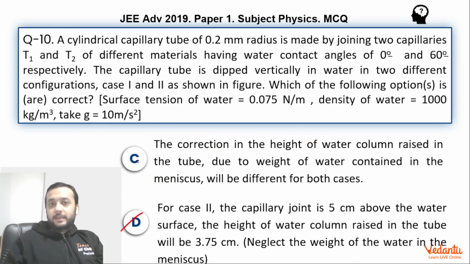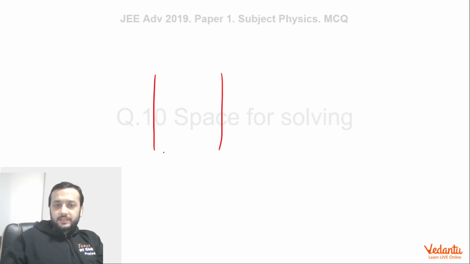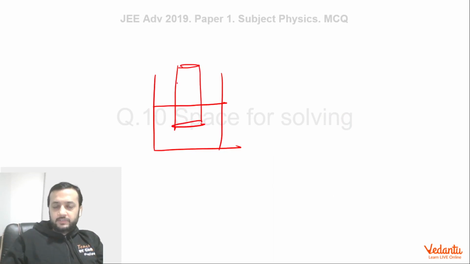Now my friends, this is the ambiguous option that I was talking about. The correction in the height of water column raised in the tube due to weight of the water contained in the meniscus will be different in both the cases. Now let's see. Of course, we already know that because of the angle of contact, we measure this height, right? Because of the angle of contact, this slight amount of water which is present in the meniscus causes some amount of error, right? So basically, this is the top surface of the water, which is in contact with the capillary, and we measure height only till here.